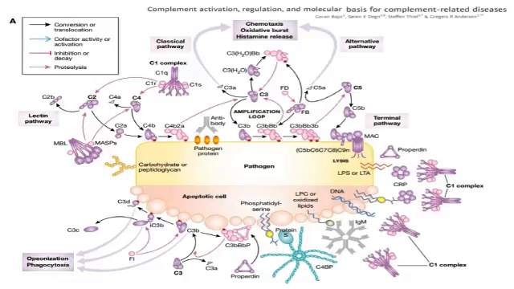You can see the amplification loop, and you can see that there are a lot more different controls, different identifiers on the cells for this particular diagram. You can read up on this from the paper it's from, Complement Activation, Regulation, and Molecular Basis for Complement-Related Diseases.